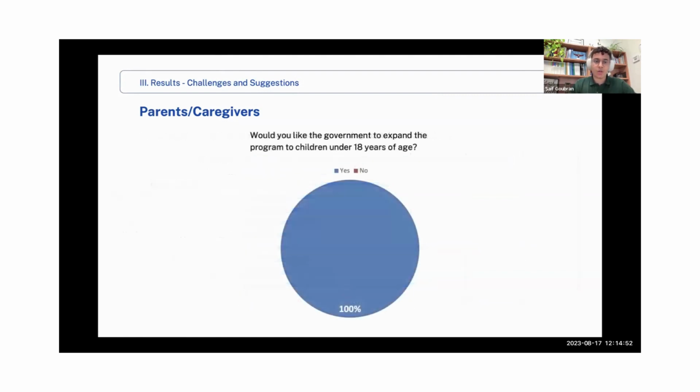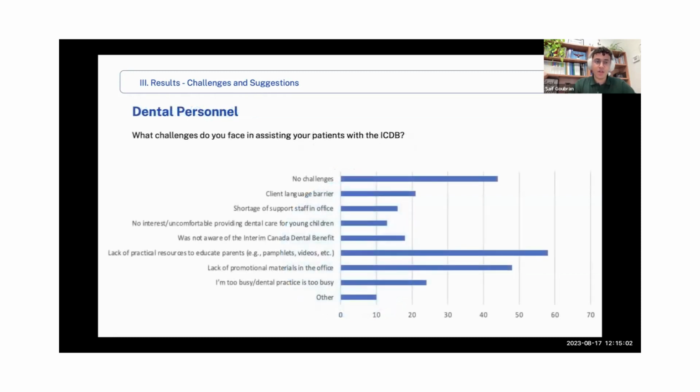We also see that 100% of parents and caregivers would like the government to expand the program to children under 18 years of age. So that's suggestions that parents and caregivers have. In terms of dental personnel, we asked them what challenges they face when assisting their clients with the Interim Canada dental benefit. And the two most common reasons were a lack of practical resources to educate parents, as well as a lack of promotional materials in the office to give to parents or to help explain the program.